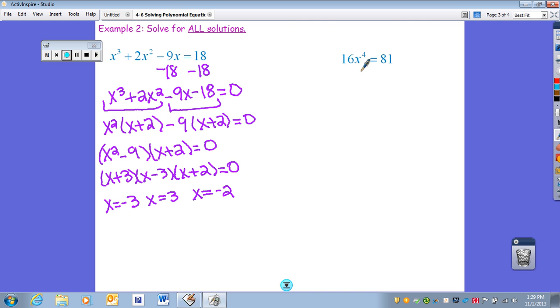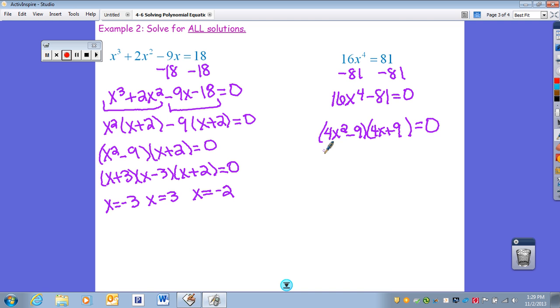In our next example, we're going to subtract 81 from both sides to set our polynomial equal to 0. We have 16x to the fourth minus 81 is equal to 0. We should recognize that 16 and 81 are perfect squares as well as x to the fourth, because we can multiply x squared times x squared to get x to the fourth. So we'll take the square root of each, which gives us 4x squared minus 9 and 4x squared plus 9.